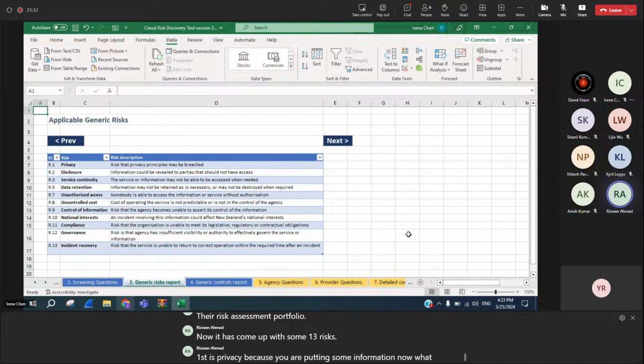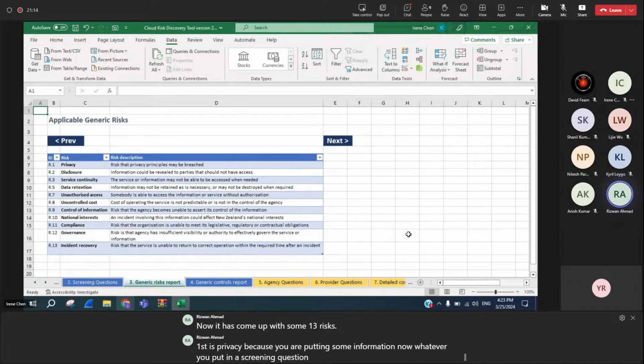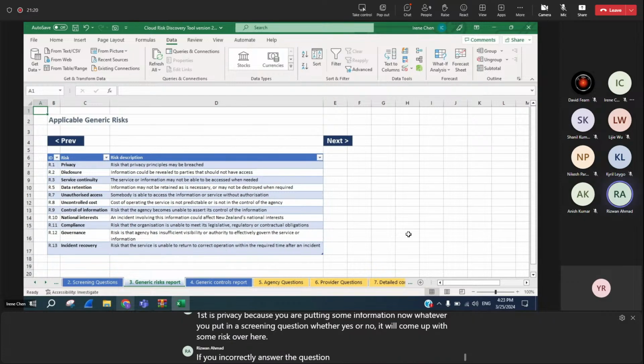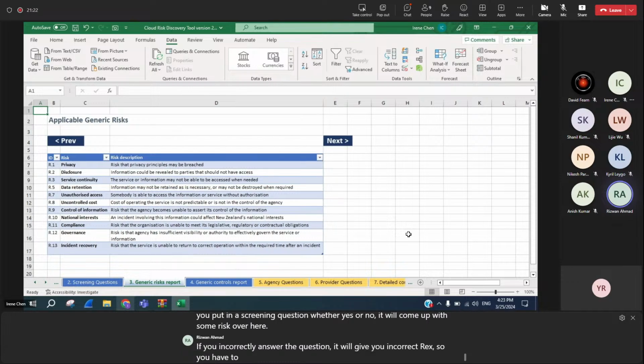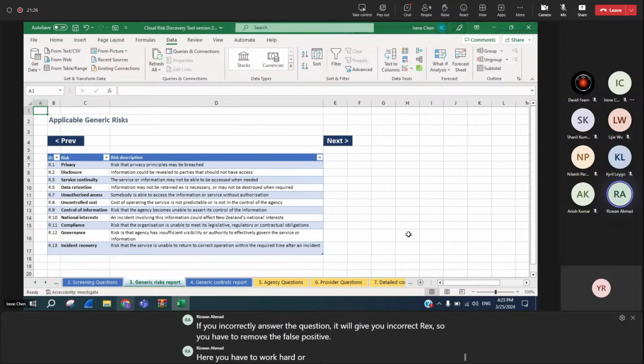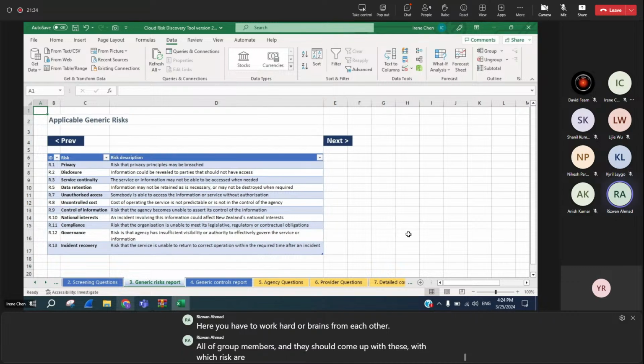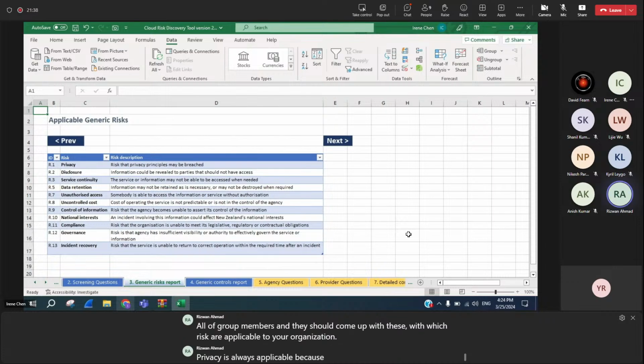Whatever you put in a screening question, whether yes or no, it will come up with some risk over here. If you incorrectly answer the question, it will give you incorrect risk. So you have to remove the false positives. Here you have to work hard or brainstorm with all of your group members, and come up with which risks are applicable to your organization. Privacy is always applicable because it's there. Disclosure, yes, information should not be disclosed.